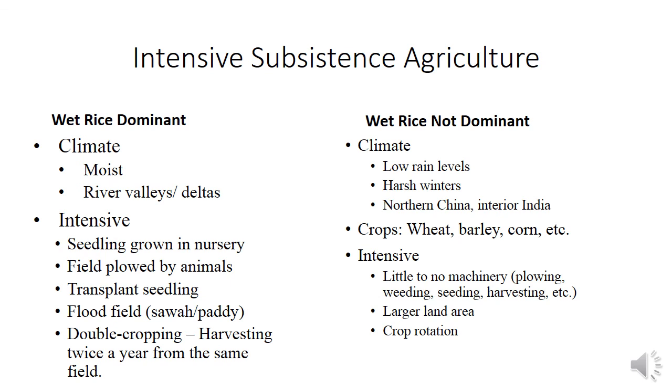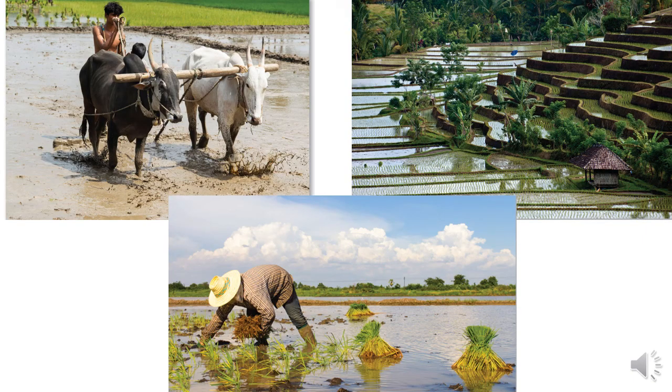Because you're not growing rice, you might see relatively larger land areas if this is wheat or something like that. But again, it's going to be a lot smaller than some of the commercial enterprises we'll talk about later. And you might see intensive methods like crop rotation or things like that on a farm like this that let you maximize your yields throughout a planting year. Take a minute to look at some of these.